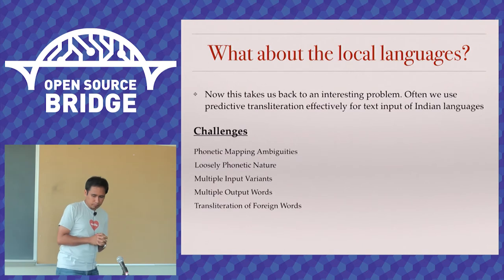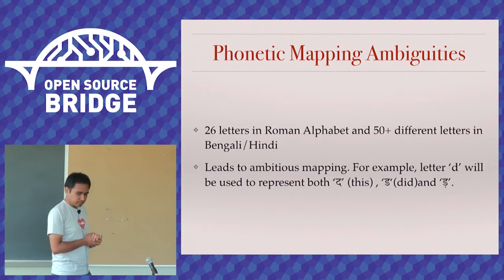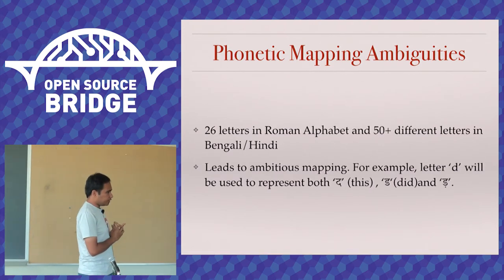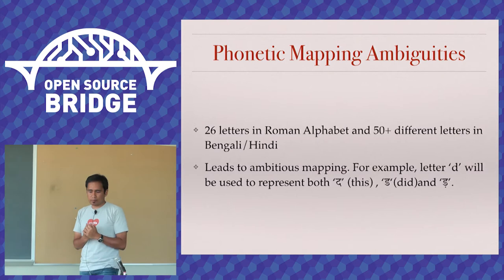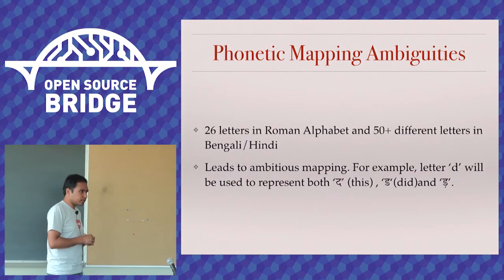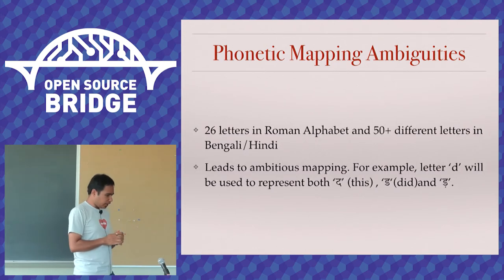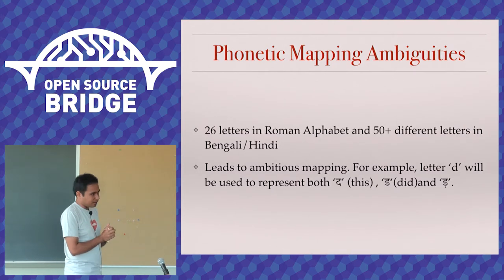Now, what do I mean by all of them? We'll come back to these challenges, each one described differently. Like I described, that phonetic mapping ambiguity means we have 26 Roman characters, the English alphabet, on a keyboard, which is properly defined. We have 50-plus alphabets in Hindi or English maybe. Now, this leads to an ambiguous mapping.